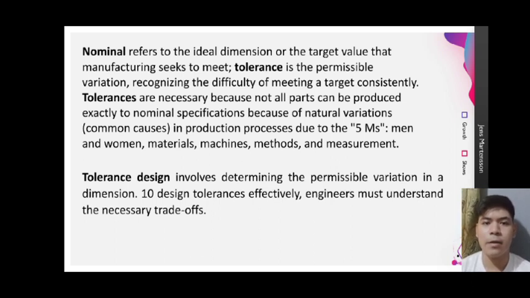Tolerances are necessary because not all parts can be produced exactly to nominal specifications because of natural variations, common causes in the production process due to the 5 Ms: men and women, materials, machines, method, and measurements.